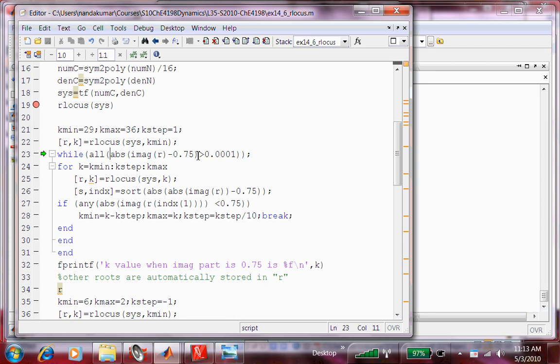Why am I subtracting it from 0.75? Because that is my target. So for all the imaginary parts of those numbers, I'm finding the difference from 0.75, and I'm asking, is that difference greater than 0.0001? If it is, what does it mean? It means all the imaginary parts are far away from 0.75 by a margin larger than 0.0001.